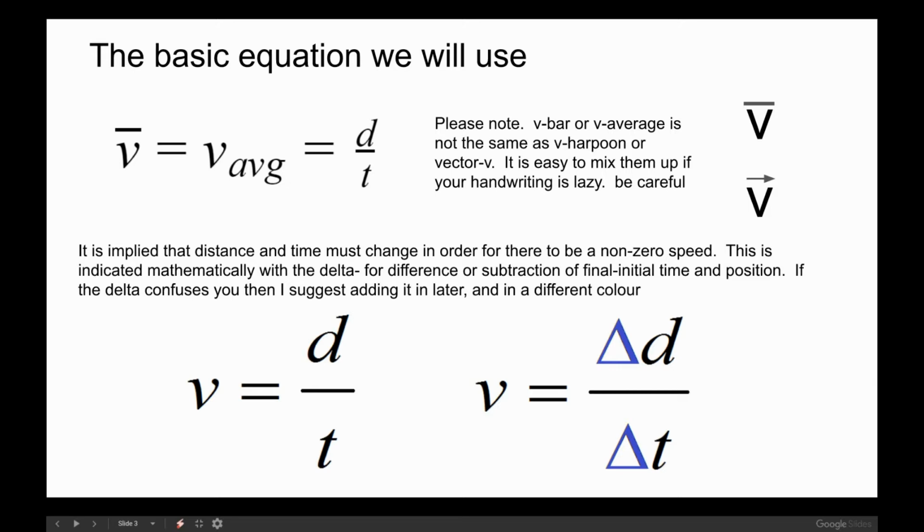V bar is not the same as V arrow. This means you must report a direction. This means you have averaged it. If you have a scientific calculator, you may actually see a bar over one of the letters, and it would give you an average of a set of numbers. Delta means a change. I put it in a different color. When we write V equals d over t, it is implied that it is delta d over delta t.